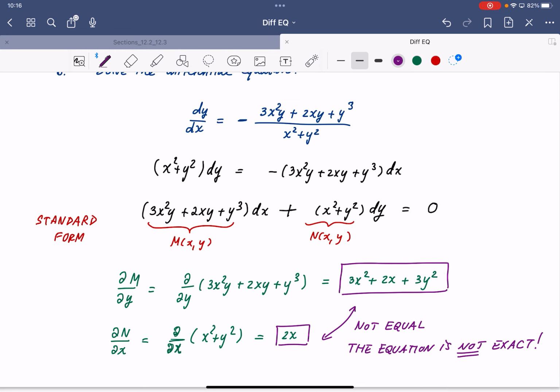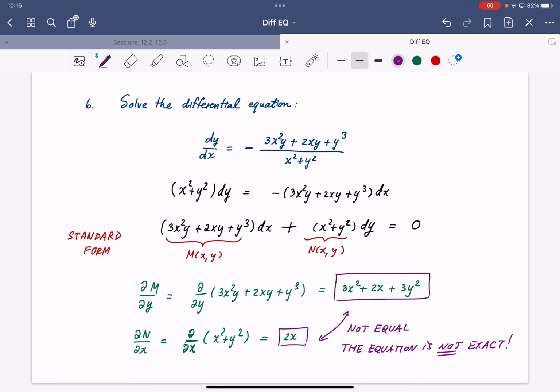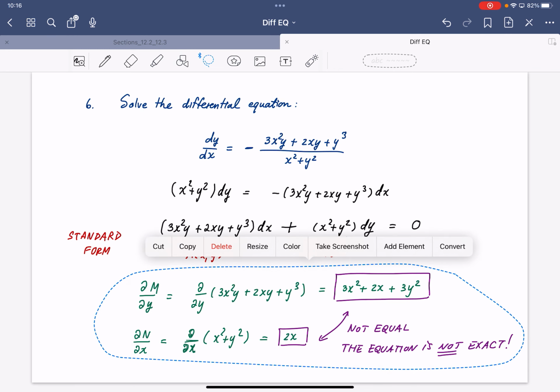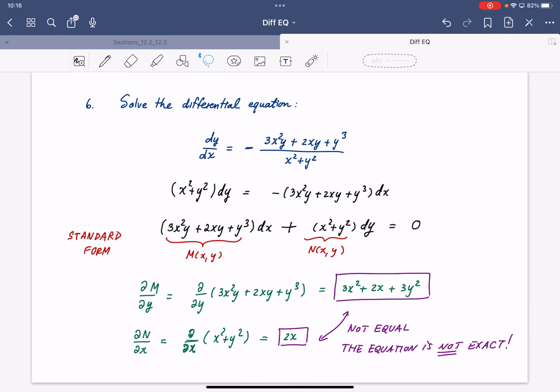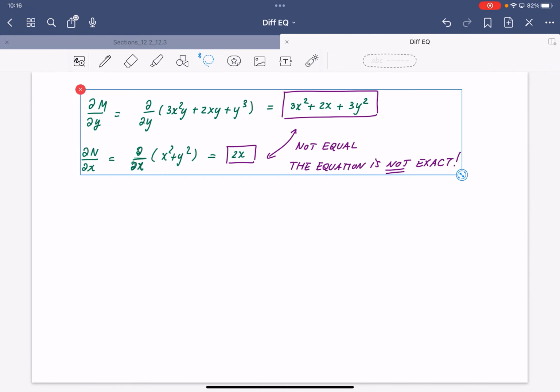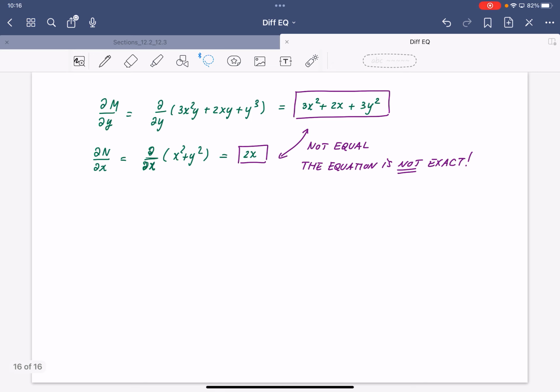When the differential equation is not exact, what you can do is try to compute some terms and see if it gets better after you do it. First of all, I'm gonna carry this one to the next page. Copy, and then new page. Paste. This is from the last page.